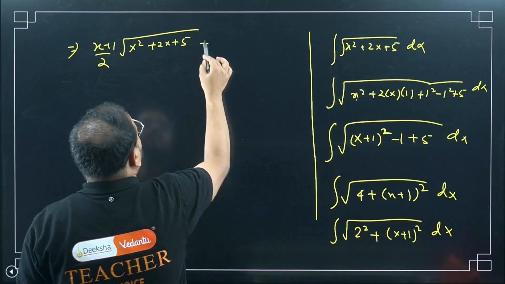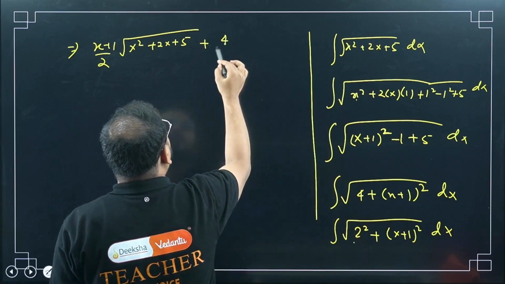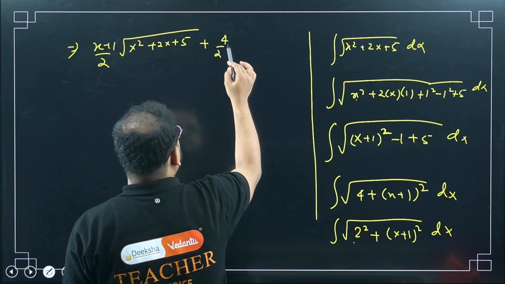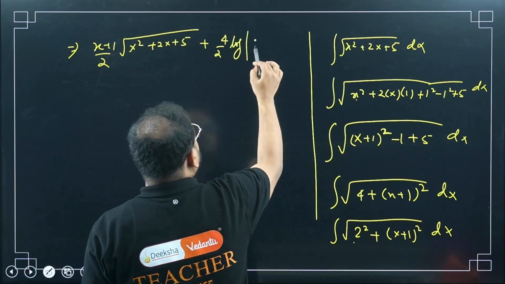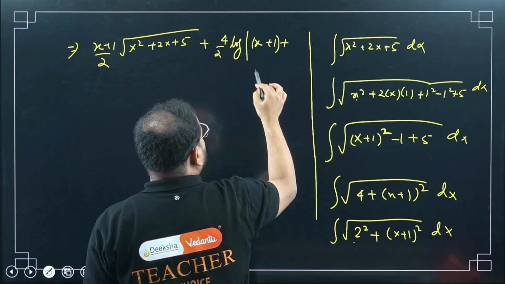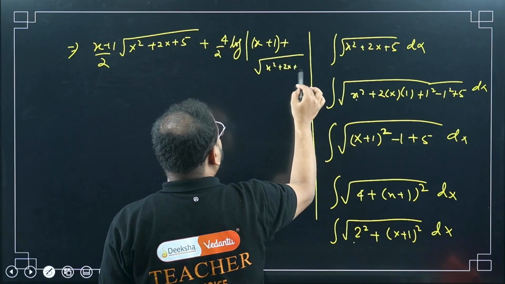What is next now? Plus a square by 2. What is a square? 2 square. How much is that? 4 by 2, simply 2. We'll see that. Log will come. x is there. What is x? x plus 1. So x plus 1, again the plus sign will come. Same root. How much is that? x square plus 2x plus 5.